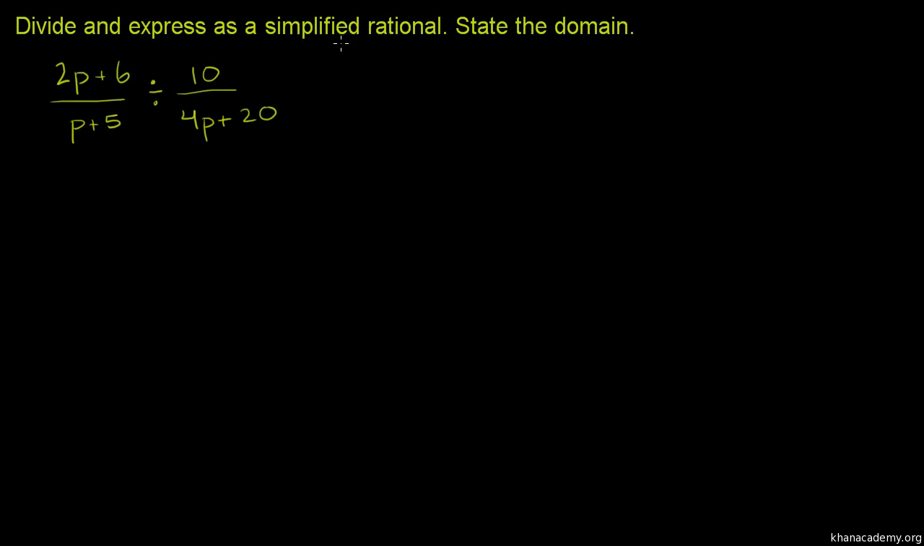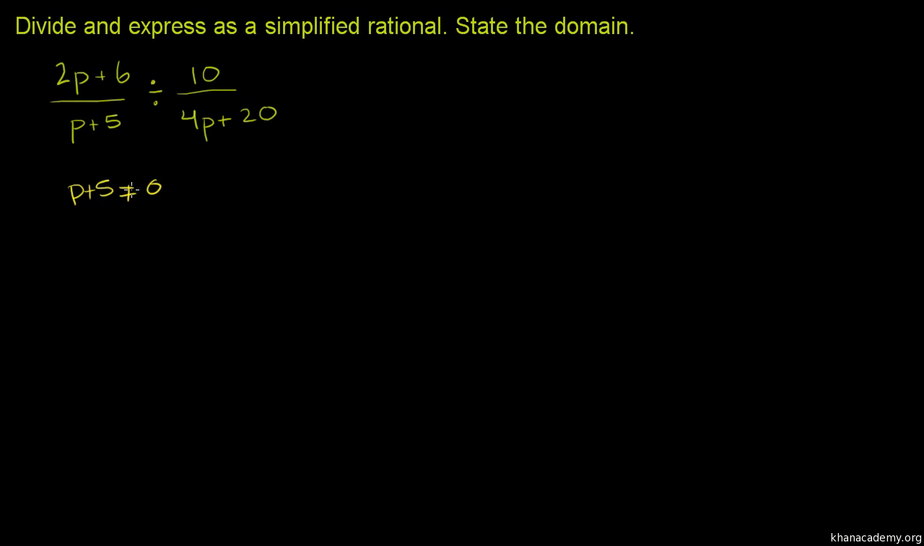Divide and express as a simplified rational. State the domain. So we start off with this expression. We actually have one rational expression divided by another rational expression. And like we've seen multiple times before, these rational expressions aren't defined when their denominators are equal to 0. So p plus 5 cannot be equal to 0.